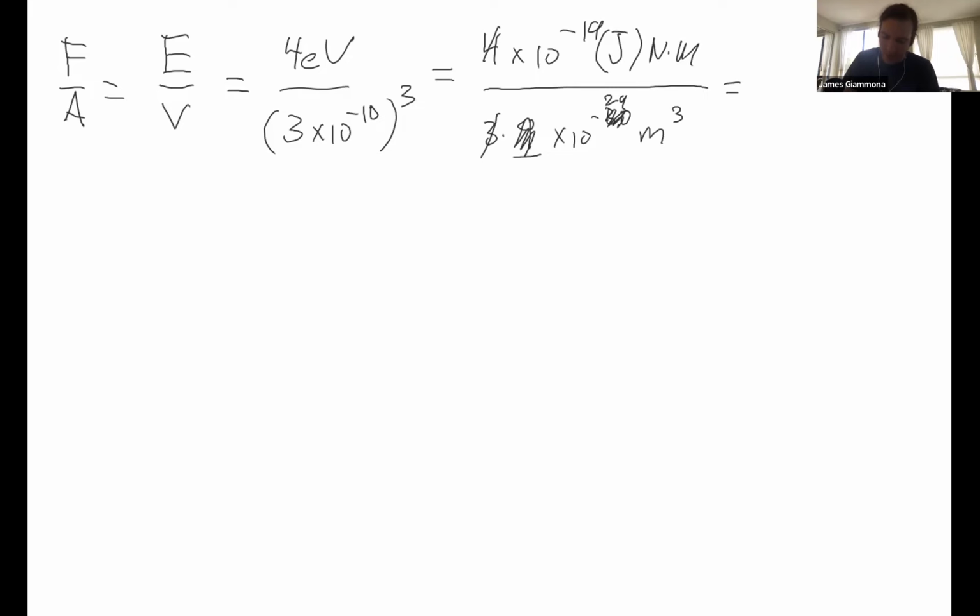this 29 comes up, so it's 10 to the 29 minus 19 newtons per meter squared, because those meters and meters cubed cancel. So that's 10 to the 10 pascals. So that's 10 times 10 to the 9, or 10 gigapascals.